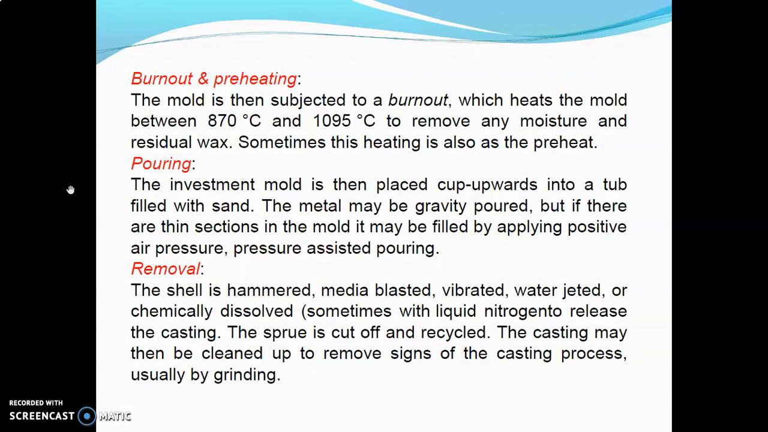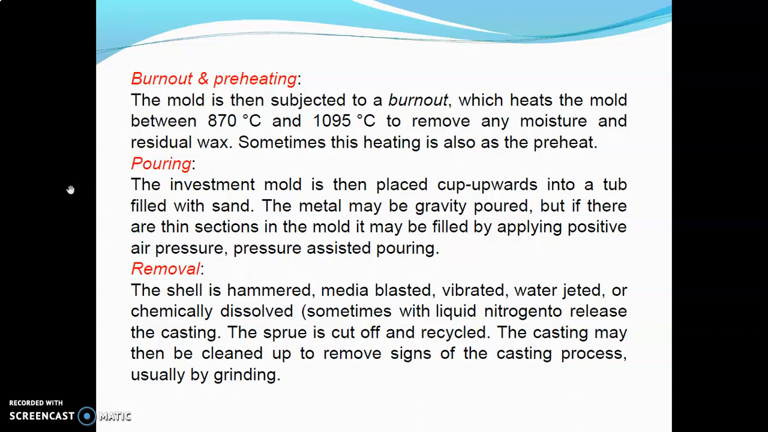Burnout and preheating. The mold is then subjected to burnout, which heats the mold between 870 degrees centigrade and 1095 degrees centigrade to remove any moisture and the residual wax. Sometimes this heating is also called preheat. Pouring: the investment mold is then placed cup upward into a tub filled with sand. The metal may be gravity poured, but if there are thin sections in the mold, it may be filled by applying positive air pressure assisted pouring.